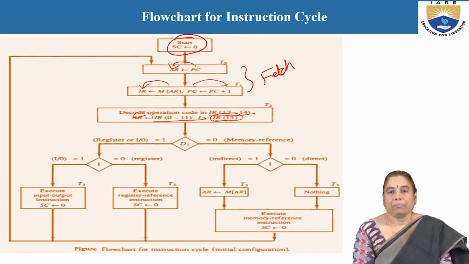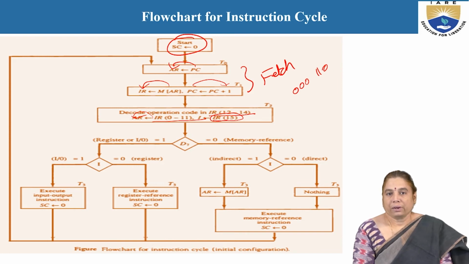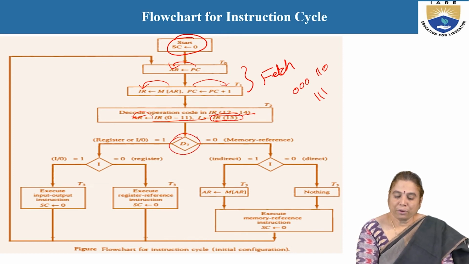So for the memory referenced instruction, the opcode can be 000 to 110. In case of the other two, the register referenced and IO instruction, the opcode value can be 111. To decide this, the value can be compared whether it is 0 or 1. If it is all 0, it is a memory referenced instruction. If it is all 1, it is a register or IO instruction.